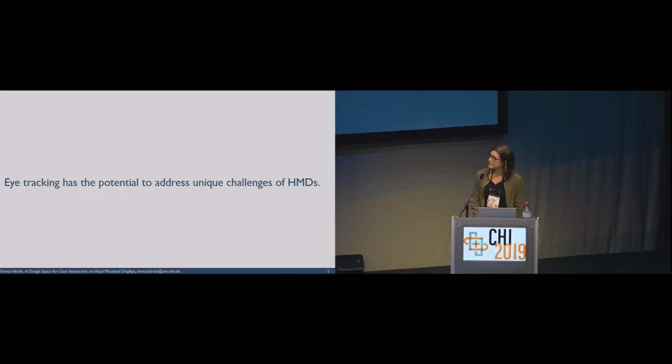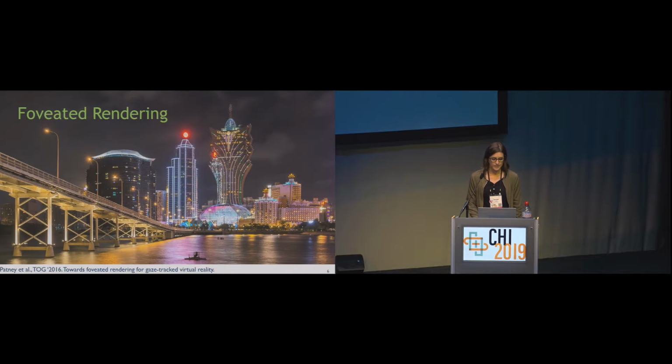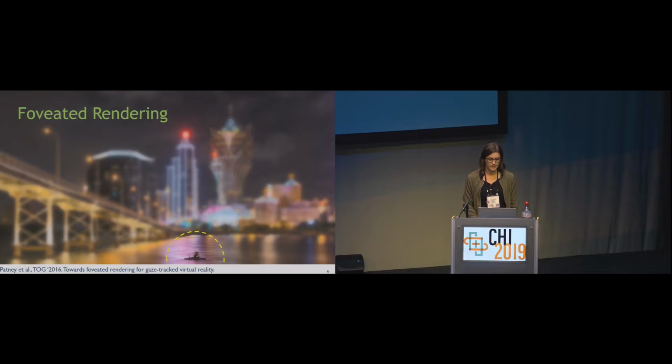The second area where eye tracking is useful for HMDs is that eye tracking has the potential to address unique challenges of HMDs. The most prominent example for this is foveated rendering, meaning that we adapt the content on a display to the visual perception. So we only render sharply the part where the user is actually looking and blur out the rest. One example was presented by Patney et al., and you can see the part with the yellow circle is where the user is looking, and the part around that is blurred out.